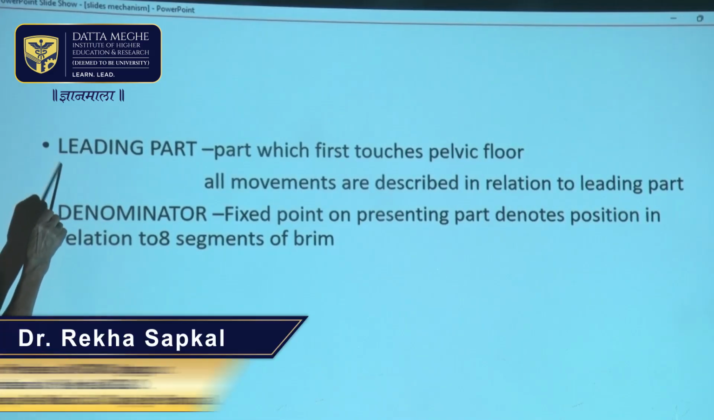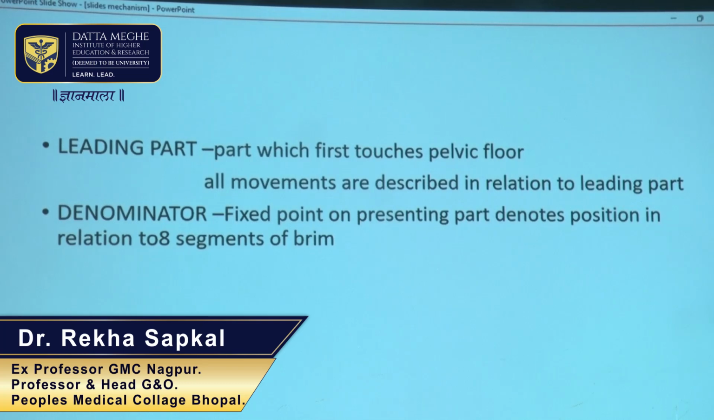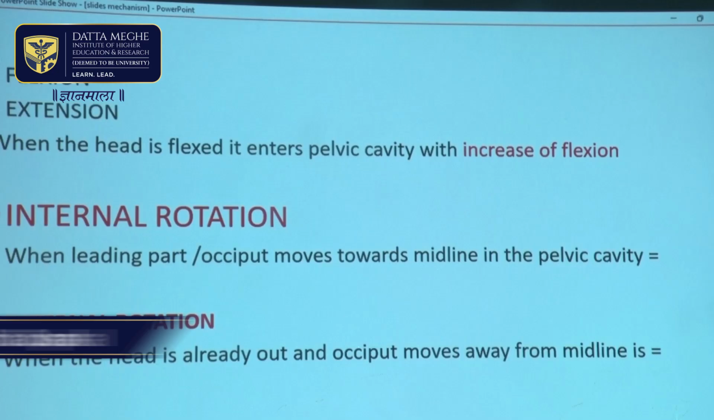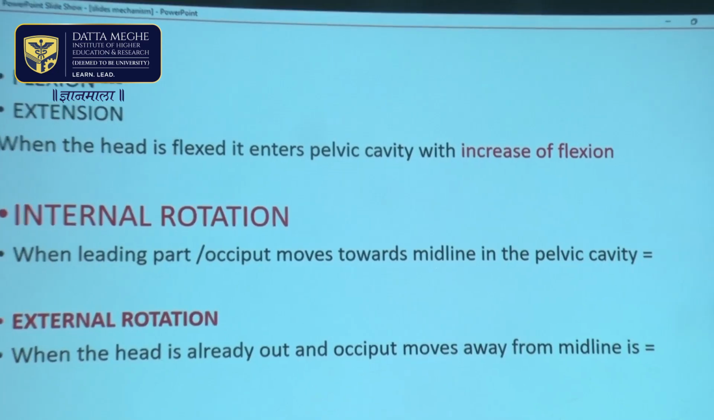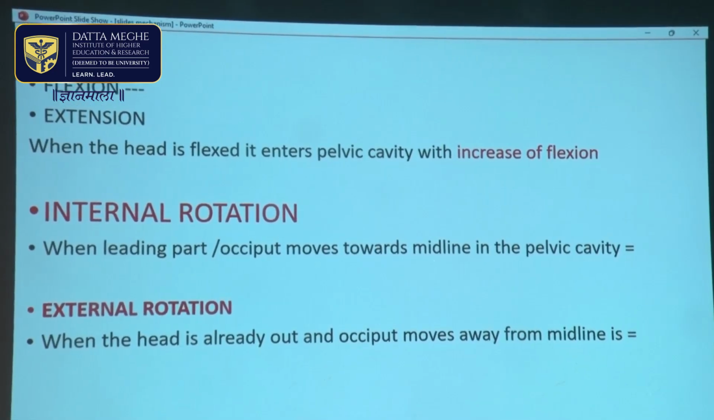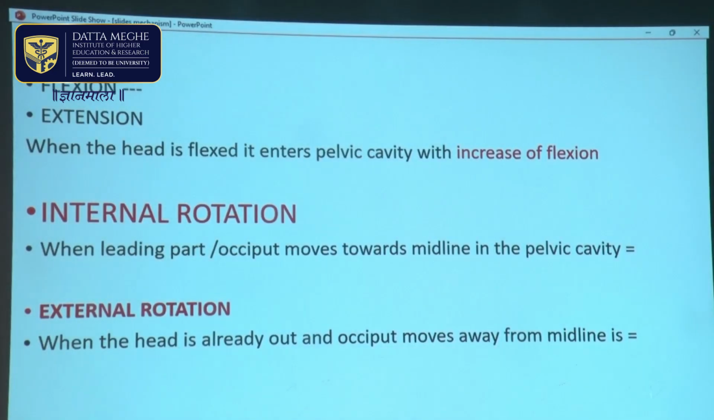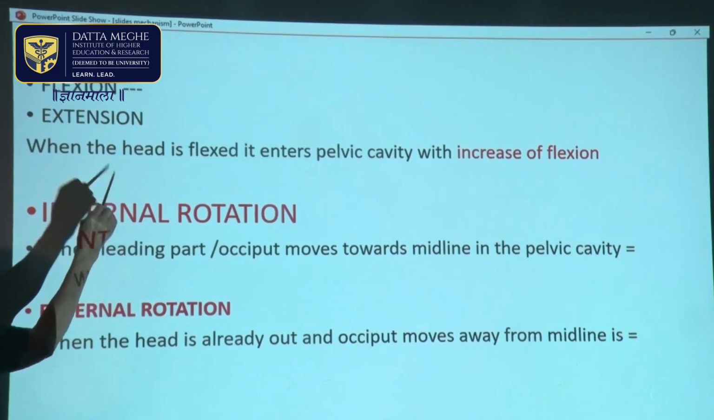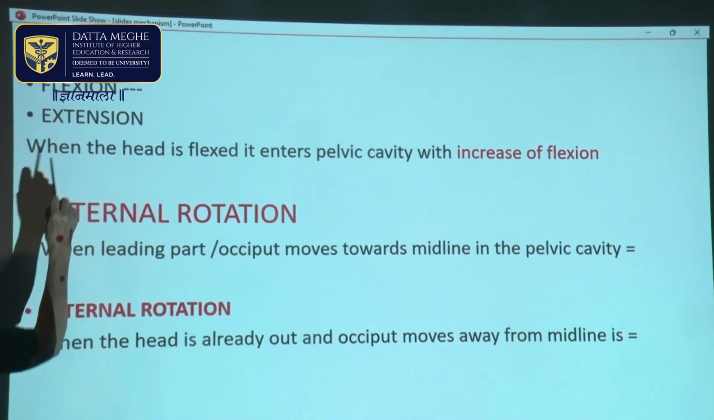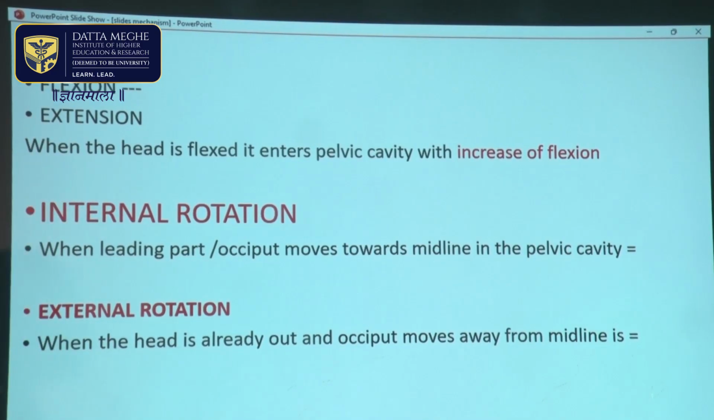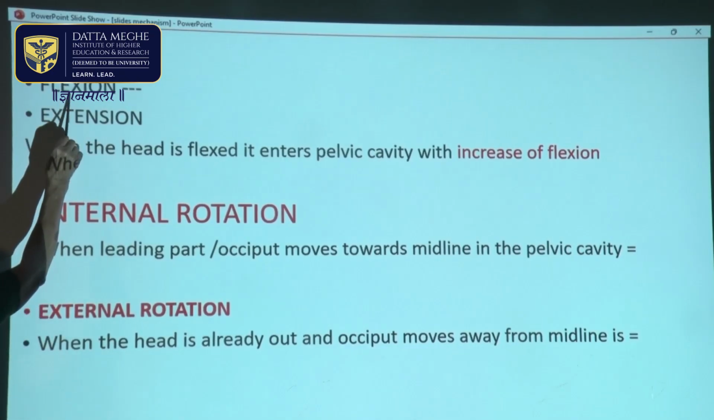The leading part and the denominator are the same in vertex presentation, they are occiput. So, let us pay attention to occiput only. First movement is increase of flexion. With the increase of flexion, the lesser diameter of the fetal head enters into the pelvic cavity. The head is already well flexed, but here there should be increase of flexion.